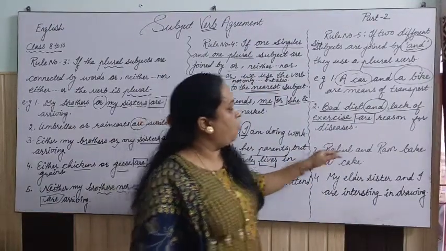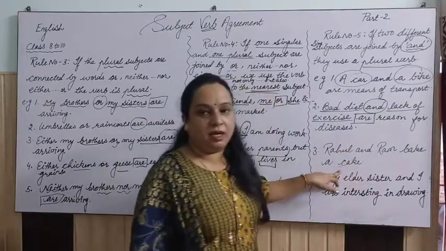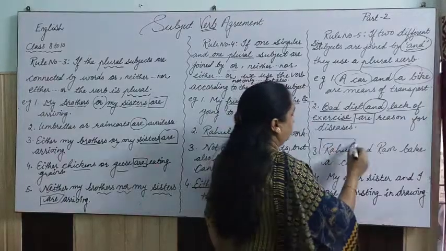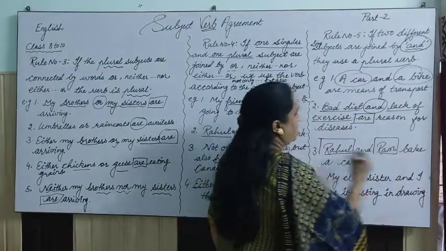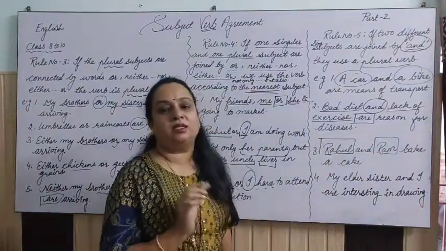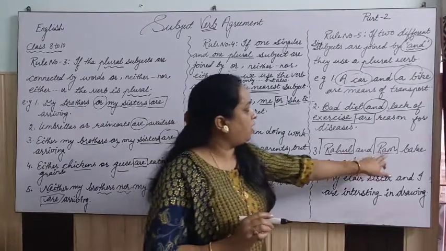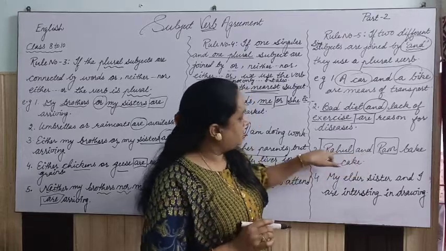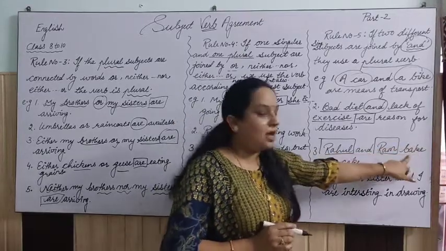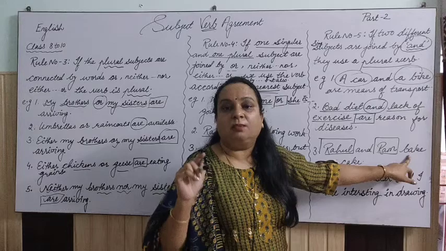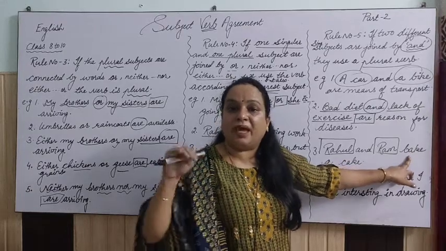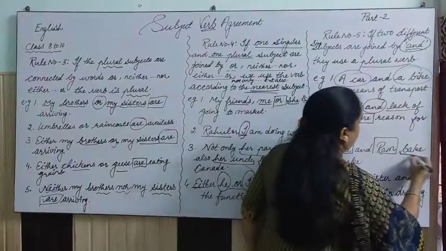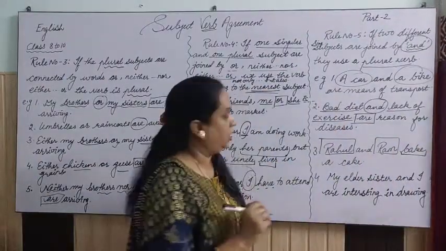Next one is Rahul and Ram bake the cake or bake a cake. That's okay. Subject is what? Rahul, and the second one is Ram. Now Rahul and Ram bake a cake, right? Attached with and, singular subjects. So bake, bakes is singular and bake is plural, right? So this bake is plural form we have used here.